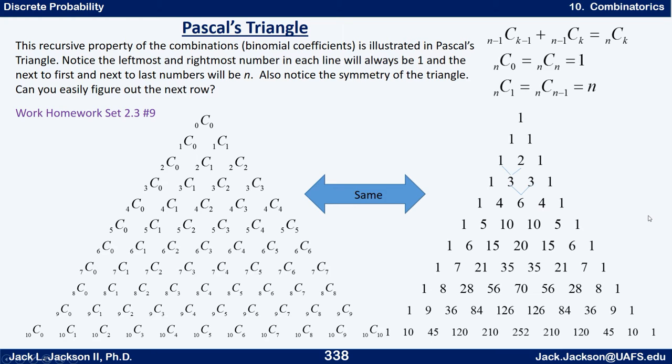All right, so here's a question for you. Figure out what the next row is. Well, it's 1, 11, plus 10. 10 plus 45, so it'll be 55. 45 plus 120 is 165. 120 plus 210 is 330. 210 plus 252 is 462. And then it starts working its way back down, the next one being 462, and so forth all the way down.